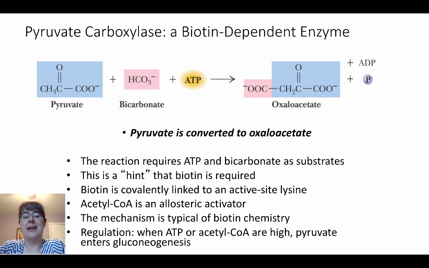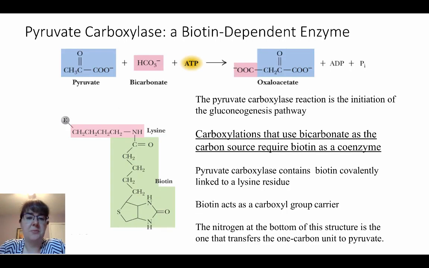And it's going to have an allosteric activator, which is acetyl-CoA. This mechanism is very typical of biotin chemistry, so we're going to be taking a closer look at how the biotin works in this mechanism. And as far as regulation goes, when you have either high amounts of ATP or high amounts of acetyl-CoA, this is going to help stimulate pyruvate entering gluconeogenesis. Essentially, we've got all this extra energy, let's go ahead and use our energy to make a high energy molecule of glucose.